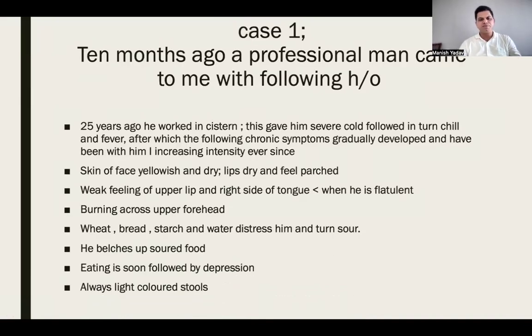So when you see these symptoms, right? Wheat, bread, starch, water, it is distress, turns into sour, lot of belching, eating is aggravating, stool is light colored, there is some yellowness on the face. This all gives you understanding that he's suffering from liver affection, probably jaundice, and the liver is inflamed, liver is congested.